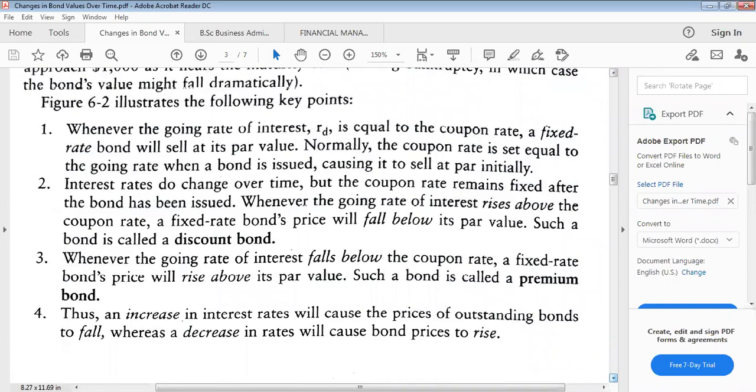Watch me now. Interest rates do change over time, but the coupon rate remains fixed after the bond has been issued. Whenever the going rate of interest rises above the coupon rate, a fixed rate bond's price will fall below its par value. Such a bond is called a what? Discount bond, right? Whenever the going rate of interest falls below the coupon rate, a fixed rate bond's price will rise above its par value. Such a bond is called a what? Premium bond. You still stick with the answer, miss?